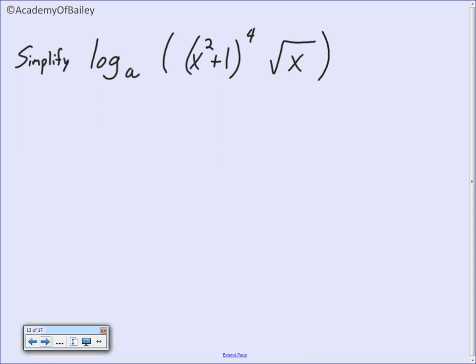And now, what can we do to simplify this here? Let's simplify this a little bit.